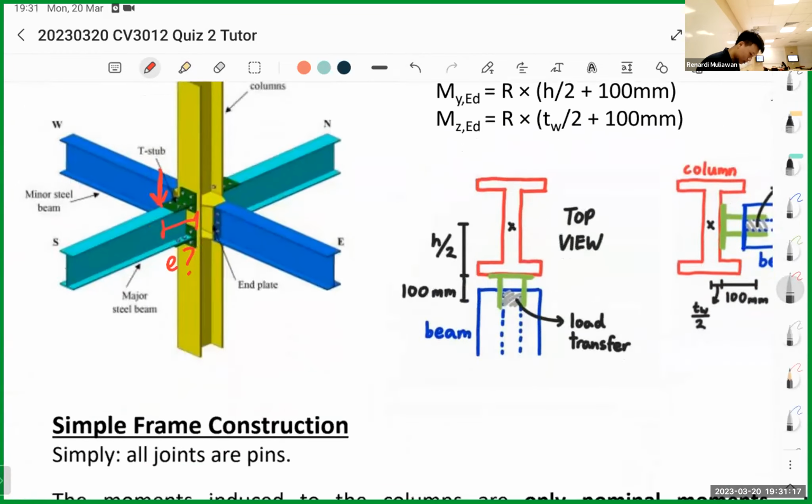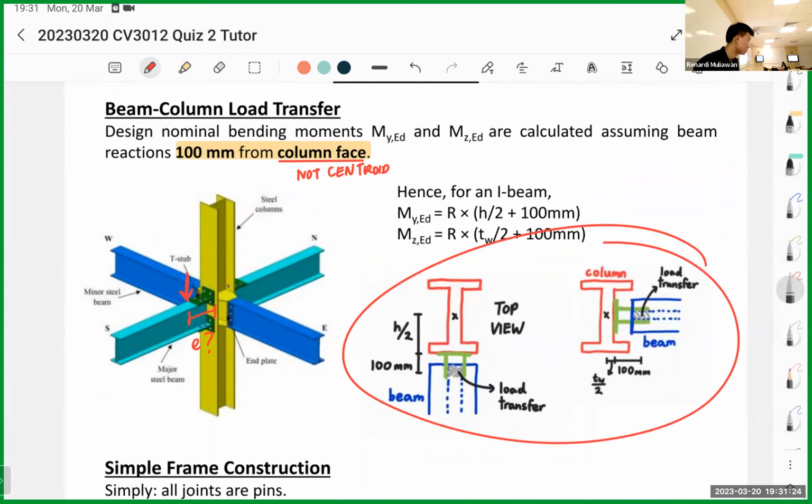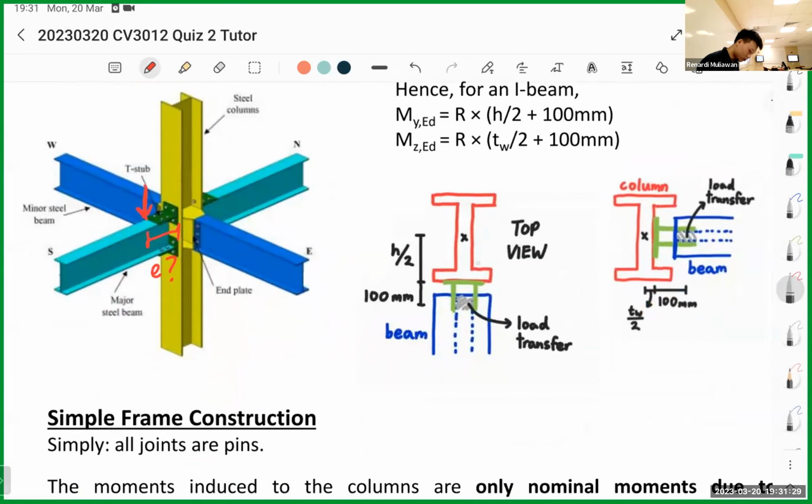Okay, let's go back to this beam. If we take the bird's eye view, the top view, it becomes like this. What this means is 100 millimeters from column face. So this is the major axis. Let's say it's this beam, and this is your load x here. It's 100 millimeters from the column face. The column face is the one I'm highlighting, this blue green line. So this is 100 millimeters.